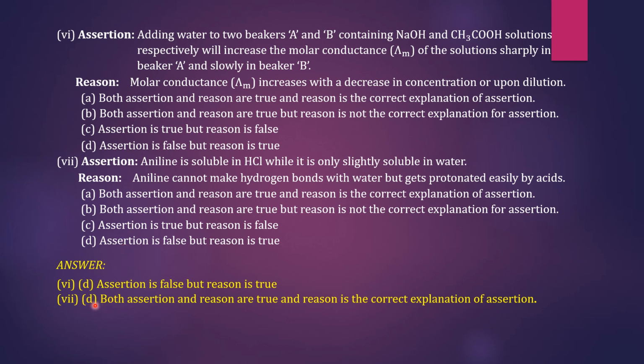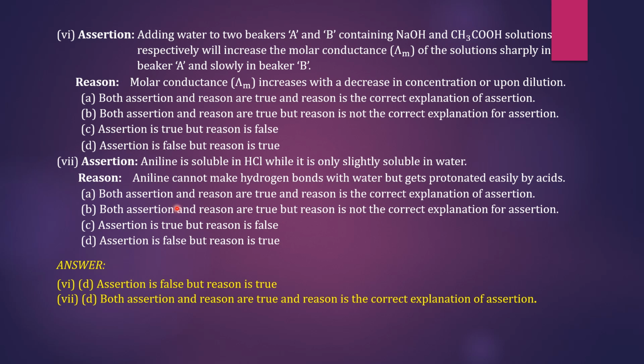Here I have a small mistake. Number 7, it will be A. Both assertion and reason are true, and reason is the correct explanation of assertion. That is a printing mistake. It will be A. See, if you write D and then suppose you get confused, you think D can be correct or A can be correct.